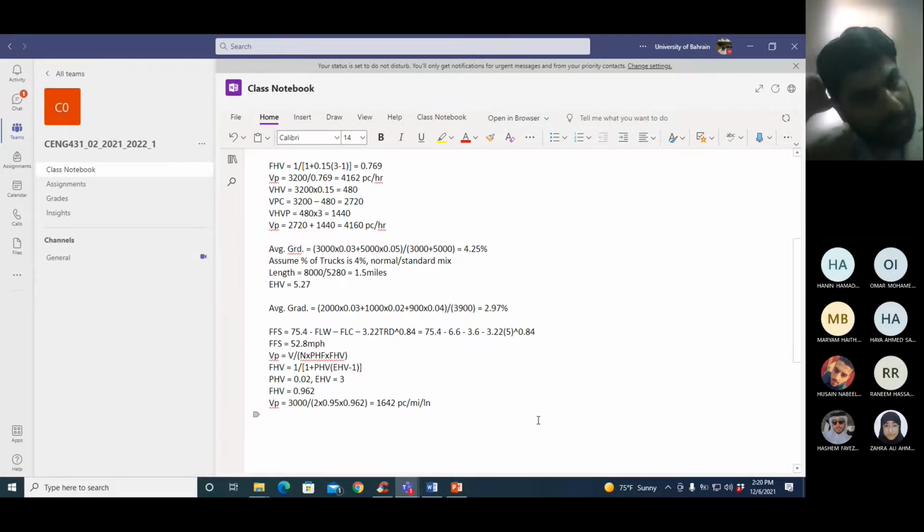Okay. Now for calculating level of service, I need density. Density is flow upon speed. So flow is just the calculated VP. Now you need to find out speed, which may or may not be equal to free flow speed. So don't blindly take the speed as free flow speed and divide VP with it. Okay. For that we have a check.